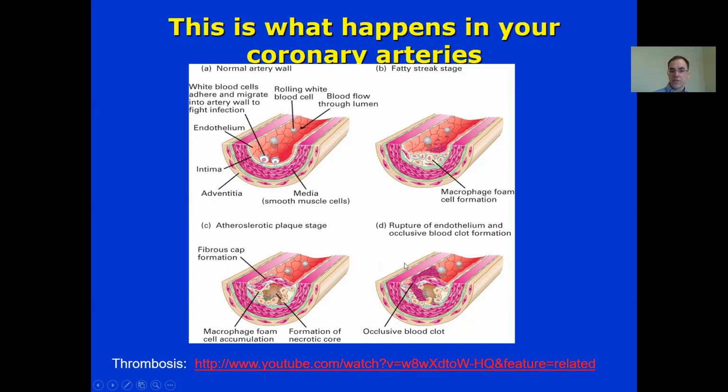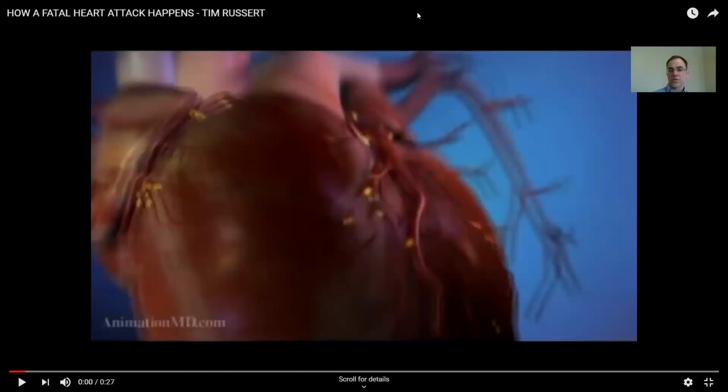Here's a short video that demonstrates what this slide tried to depict and the rupture of the fibrous cap. All right, so this is a quick video that details the buildup of plaque and eventually the rupture of the plaque into the lumen, forming a thrombus.